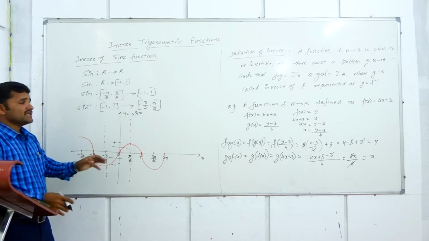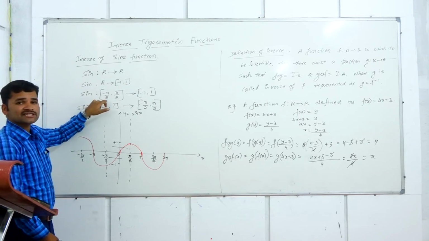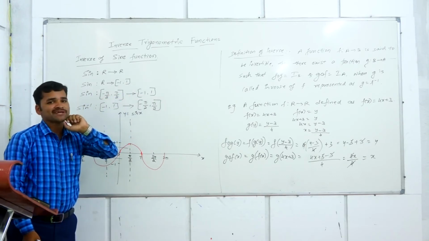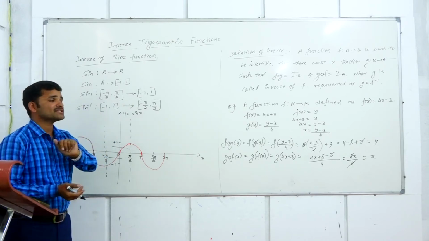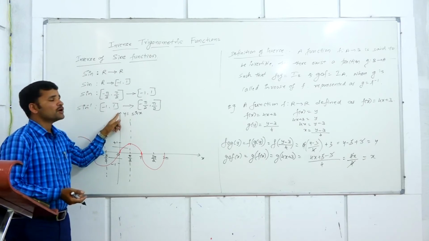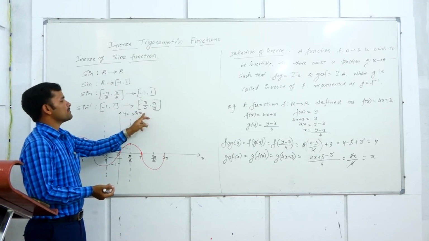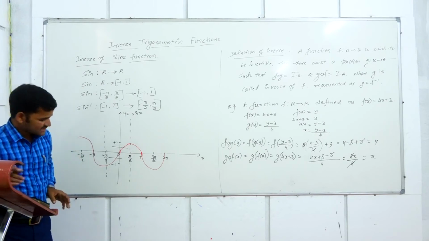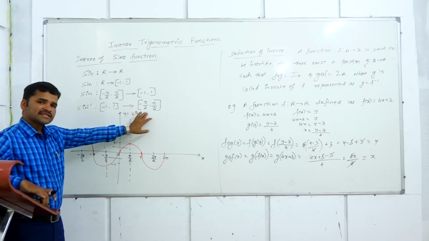Now, what is the domain of the sine function? The domain of sine here, I am restricting from minus pi by 2 to plus pi by 2, and its range is minus 1 to plus 1. Now coming to sine inverse. What is the domain of sine inverse? The domain of sine inverse is minus 1 to plus 1. What is the range of sine inverse? The range of sine inverse is from minus pi by 2 to plus pi by 2. You should remember this.